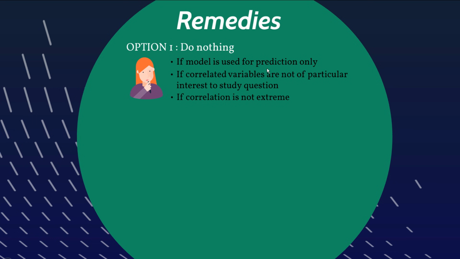Alternatively, if the correlated variables are not of particular interest to the study question, you can still use your model for everything else. So it's not as if this invalidates all the other variables in the model, right? The model's goodness of fit is still intact, so you can still rely on things like the R squared of the model and all that kind of stuff. And you can certainly look at other variables that aren't suffering from multicollinearity. No problem there. And also, if your correlation is not super extreme, you can still just do nothing about it and be reasonably okay. And we'll have a look and see how extreme the correlation needs to be for us to be forced to do something about it.